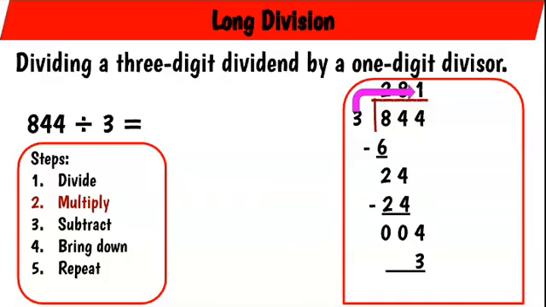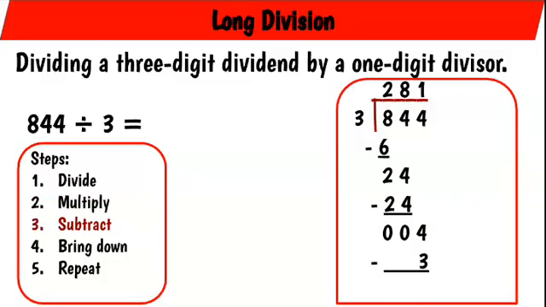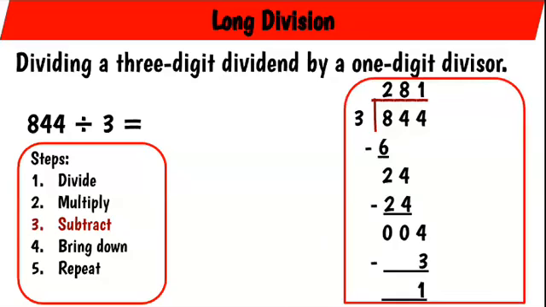Now our next step would be to subtract. So now we're going to subtract that 3 from 4. So 4 take away 3 will leave us with 1. Now since that 4 was our last digit that we brought down, we don't have any more digits to bring down. That 1 is our final working there. So that 1 is our last answer.